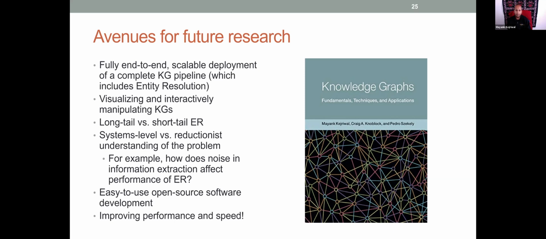And then finally, improving performance and speed. I mean, that's always a goal, right? We want to keep improving. But I would say that these are the bigger problems. We already have good performance and speed, but we need to address these bigger problems now. We can't just wait to get 100% performance before we get to the bigger problems. So with that, I will close out and looking forward to more discussion.